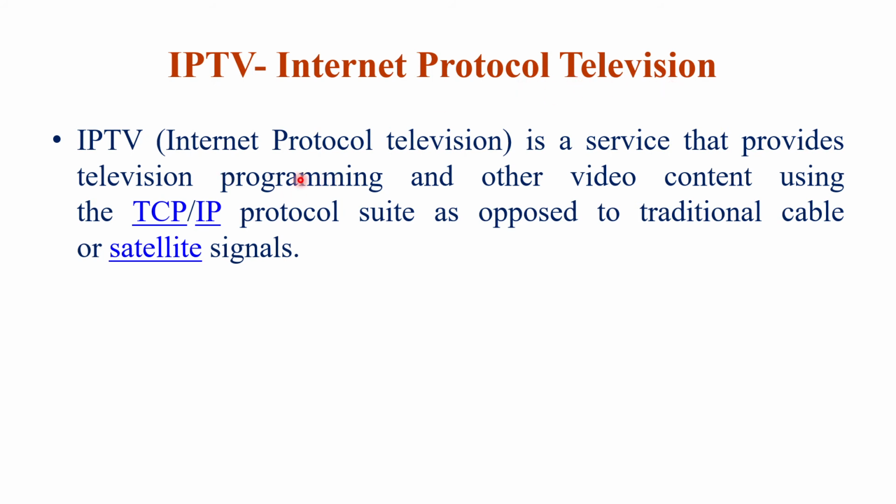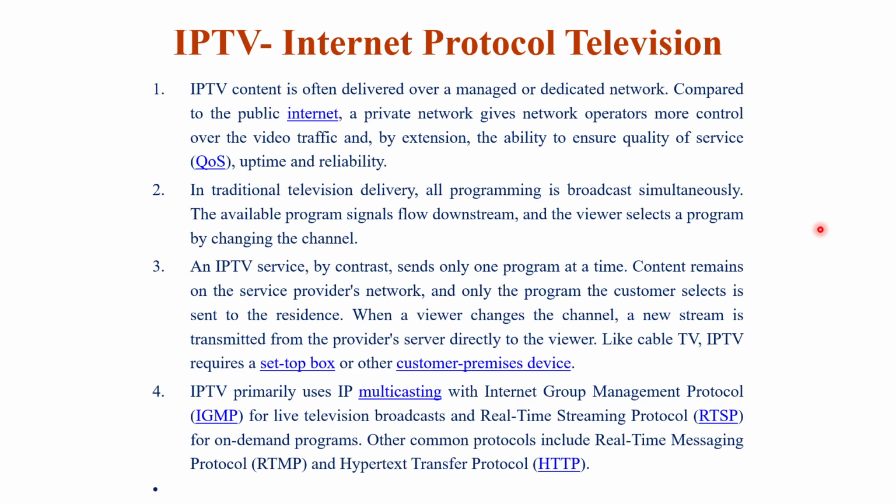Now, as we have already seen, Internet Protocol Television is a service that provides television programming and other video contents using the TCP/IP protocol suite, as opposed to the traditional cable or satellite signals. So we can see here IP television, some features of Internet Protocol Television. IPTV content is often delivered over a managed or dedicated network compared to the public internet. A private network gives network operators more control over the video traffic, and by extension the ability to ensure quality of service, uptime and reliability.